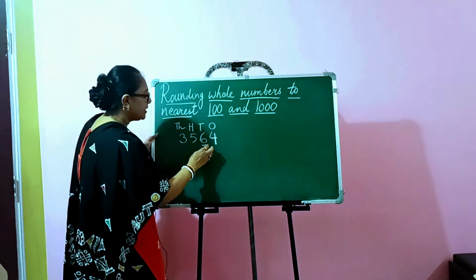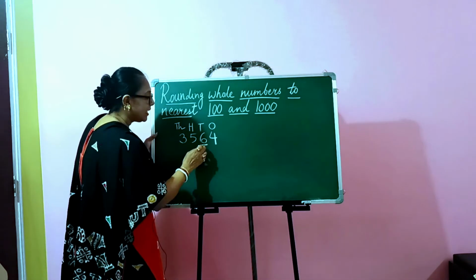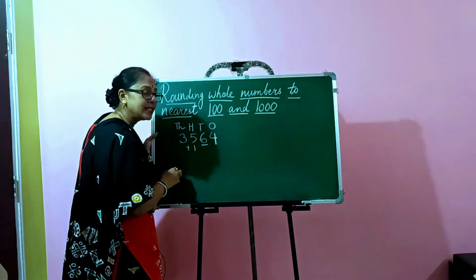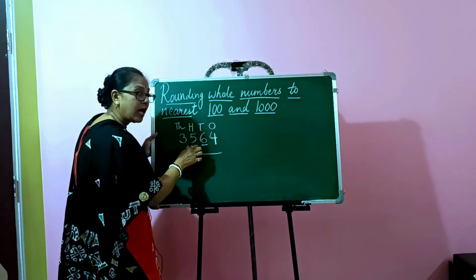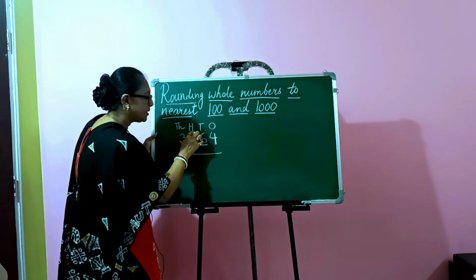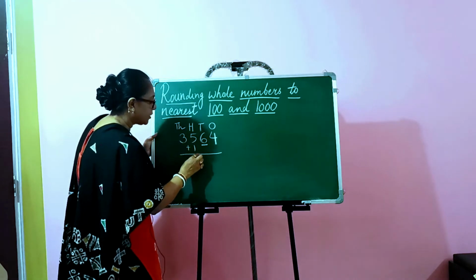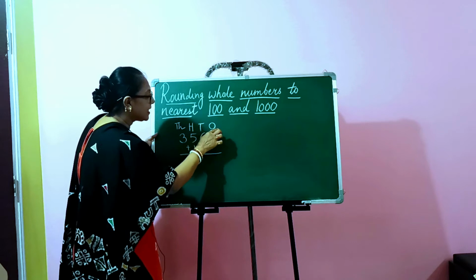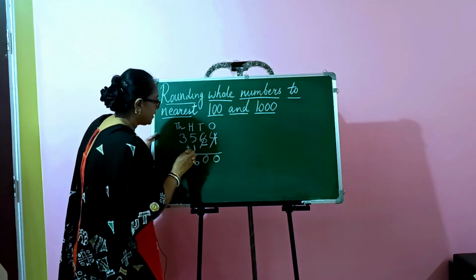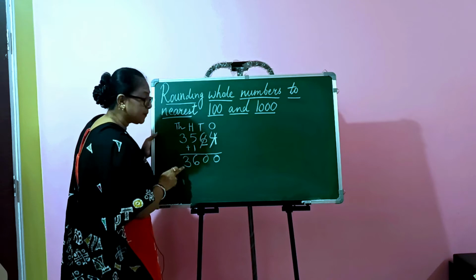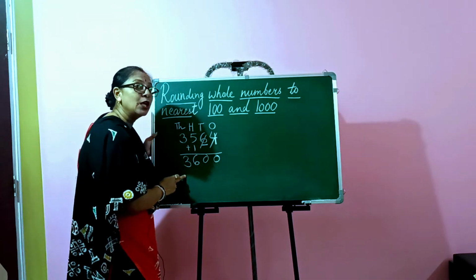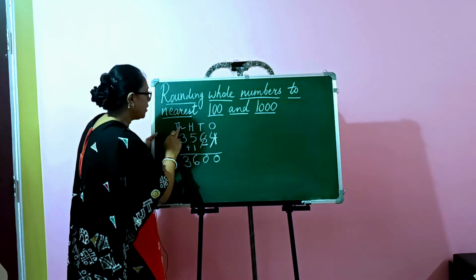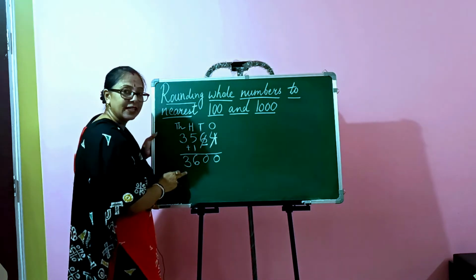How do we do that? Since the number we are looking at is more than 4, we add 1 to the hundreds place. So the hundreds place becomes 5 plus 1, 6. And the digits in the tens and ones place become 0, and 3 in the thousands place remains as it is. So we get 3600 after rounding off the number to the nearest 100.